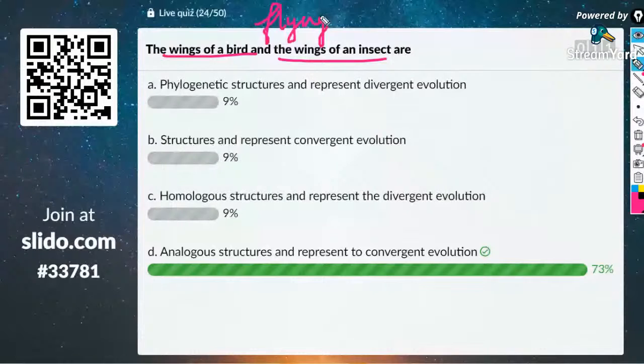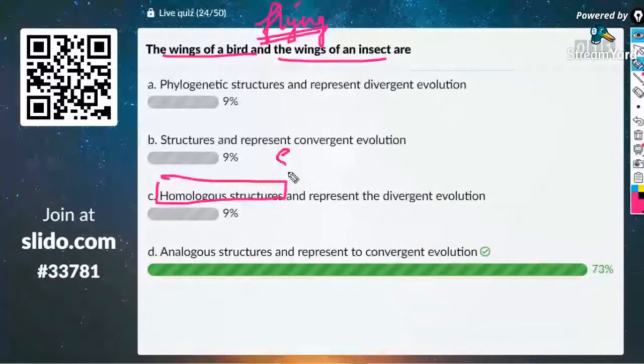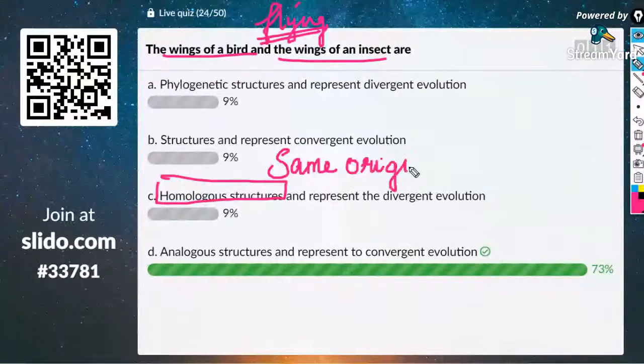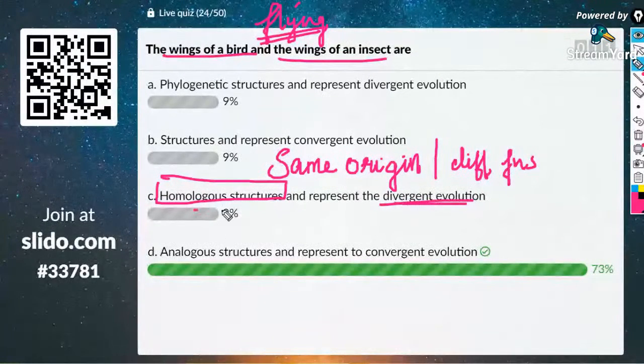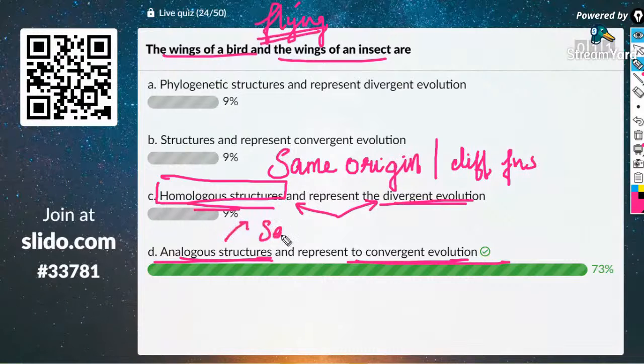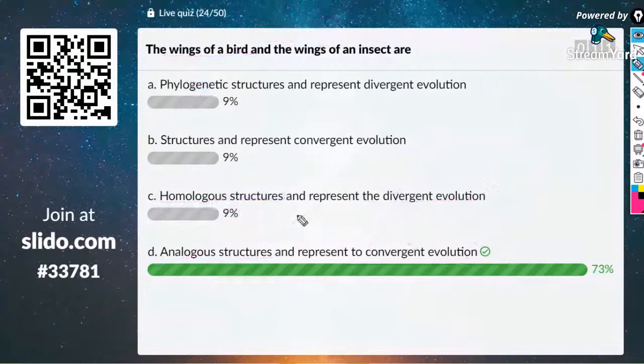Guys, homologous structures means they have the same origin and a different function. Divergent evolution, homologous structure interlinked together. Analogous structure, convergent evolution, same function or different origin. I just explained now. This is not phylogenetic structure. There is no relationship. Next question on the screen.